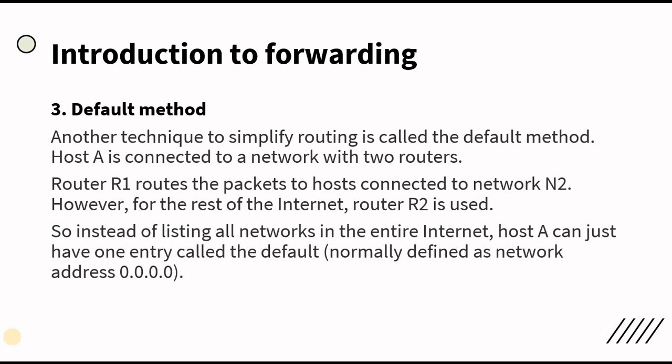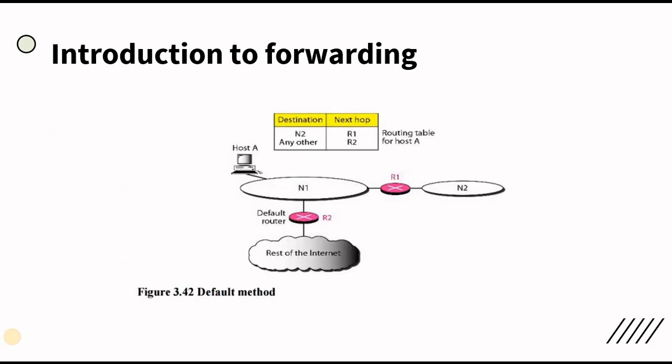Instead of listing all networks in the entire internet, host A can just have one entry called default, which is 0.0.0.0. As seen in this figure, the host is connected with two routers, R1 and R2. R1 is only connected with network N2, and router R2, which is called the default router, is connected with the rest of the internet. So if the destination is network N2, we can go directly through R1, and we can also use router R2, which is connected with the rest of the internet. So via these multiple routes we can reach network N2. This is what the default method is for.